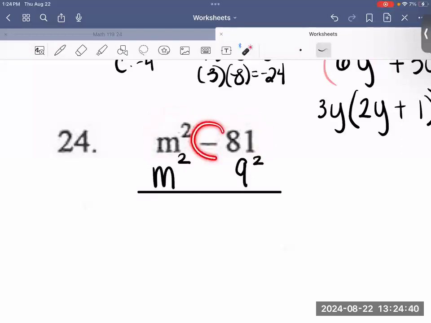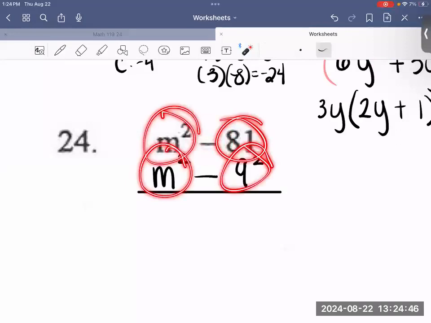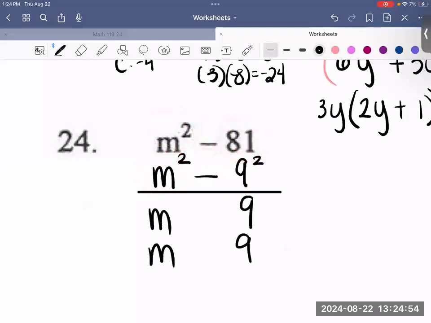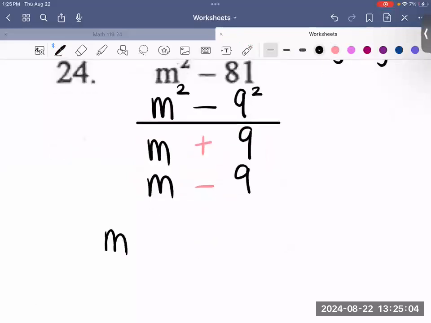And even better, the way to recognize as well that these are a difference of squares: the difference meaning subtraction. So as long as they are both subtracted, there's 2 terms that are both showing a square. So we can write 2 m's, because m squared, and 2 9's. And what they need in order to not have a middle term is to alternate your signs. Make one positive and one negative. M plus 9 and m minus 9.